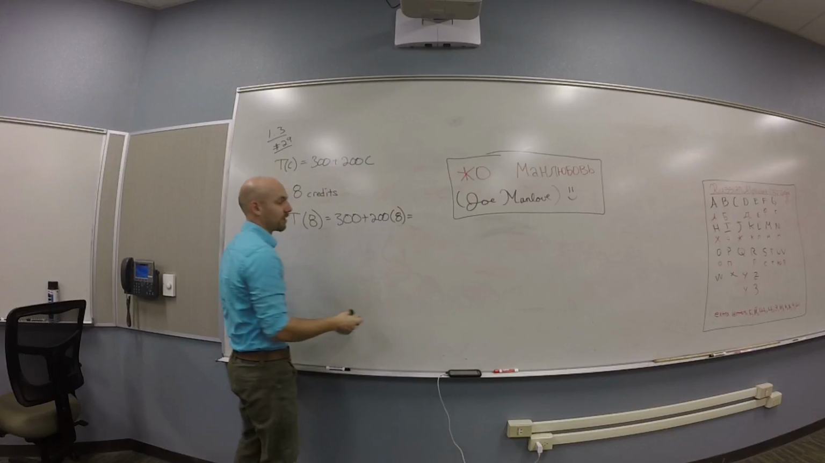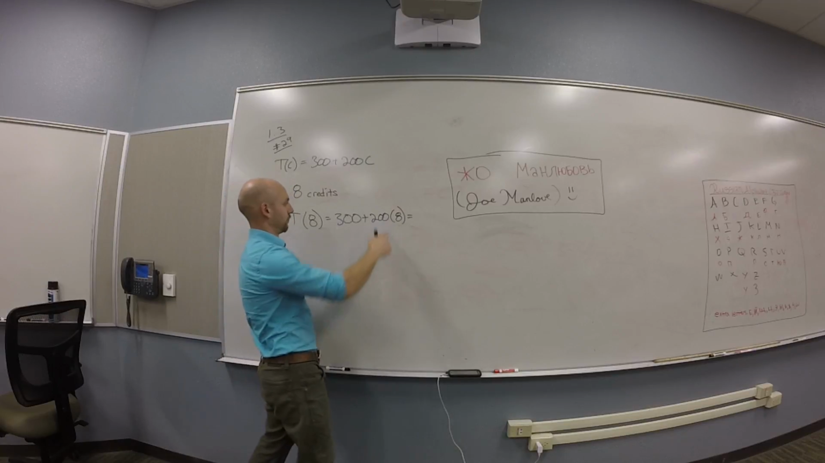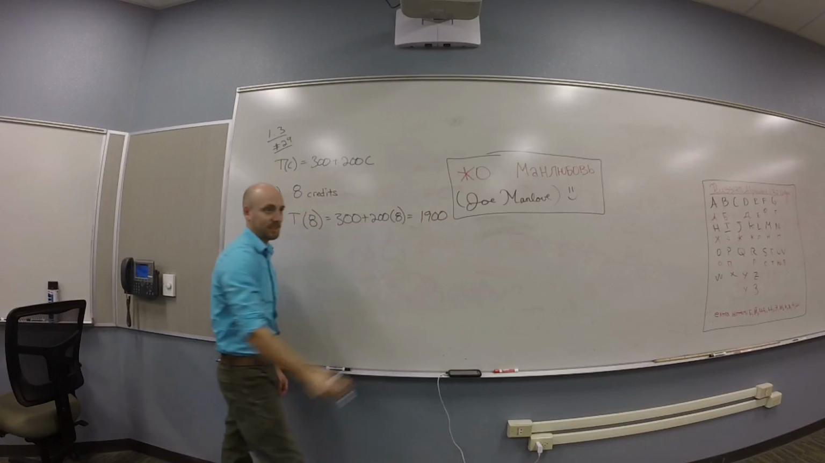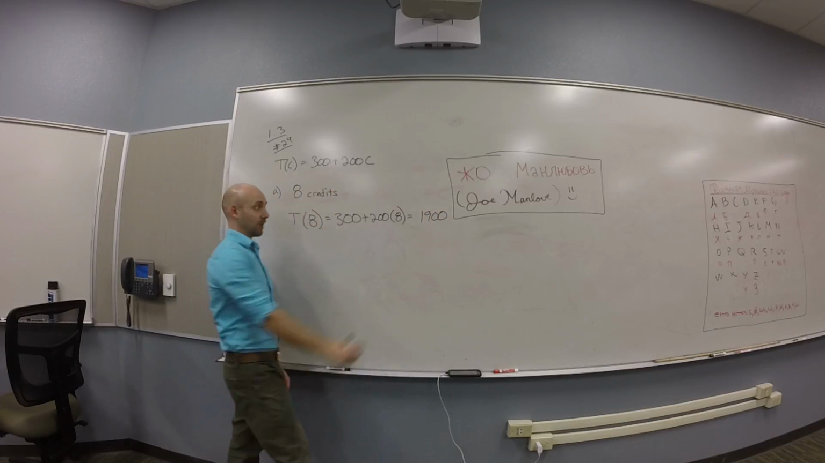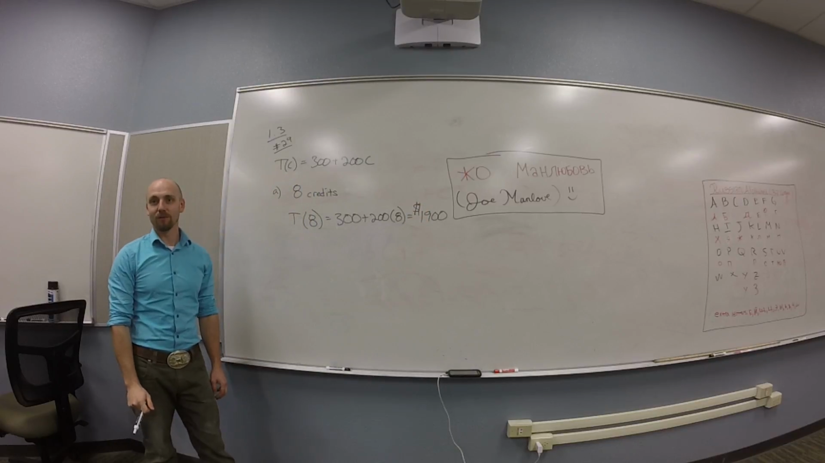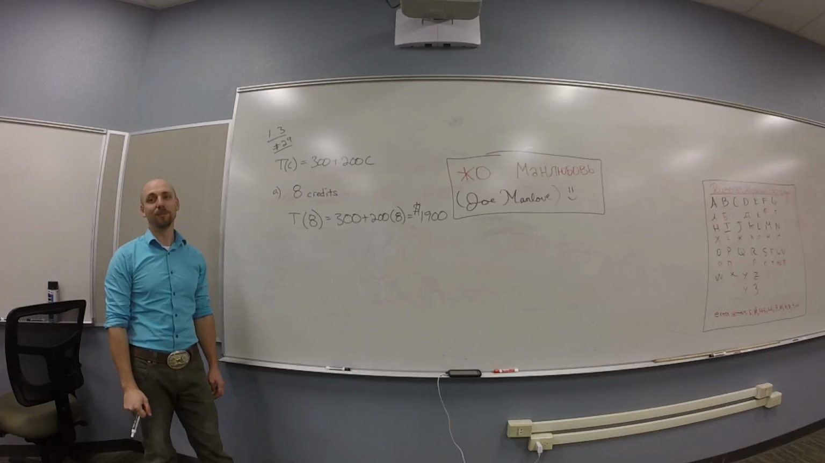which will give us something like 1600 plus 300 will be 1900 what? Dollars. Okay.